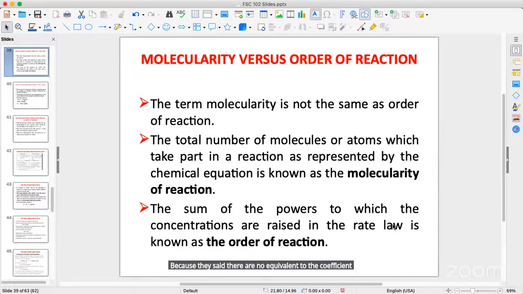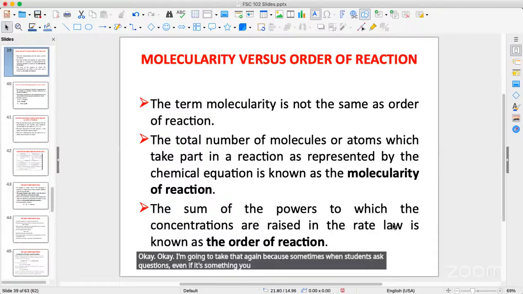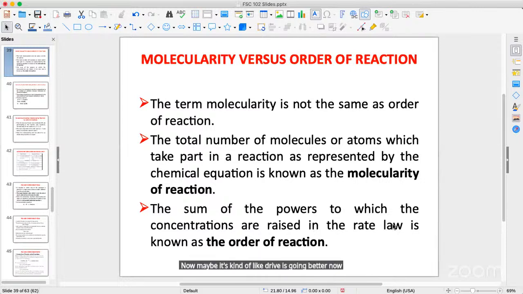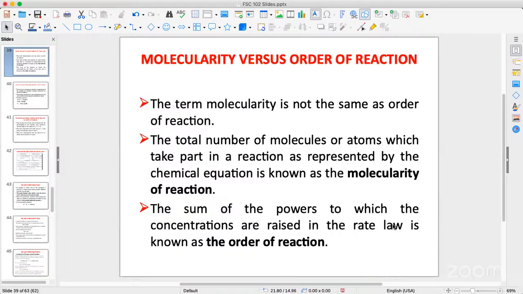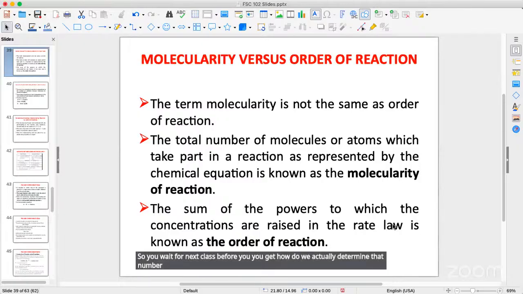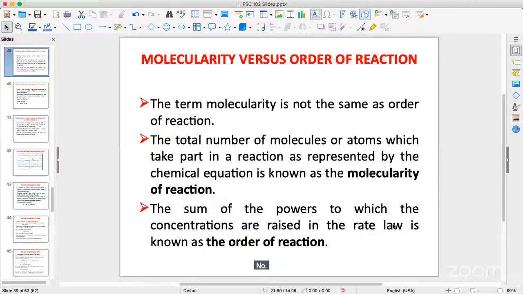Okay. I'm going to take that again, because sometimes when students ask questions, even if it's something you've said over and over, it drives home better. We've not yet discussed how you determine order of reaction; we've only discussed what it means. You wait for next class to learn how we actually determine that number. Is it first? Is it second? Is it third?